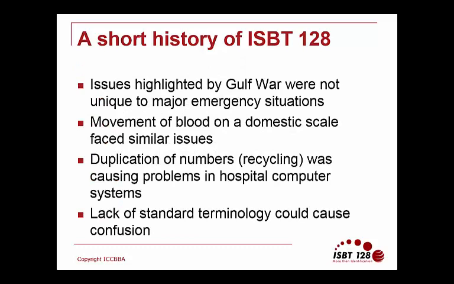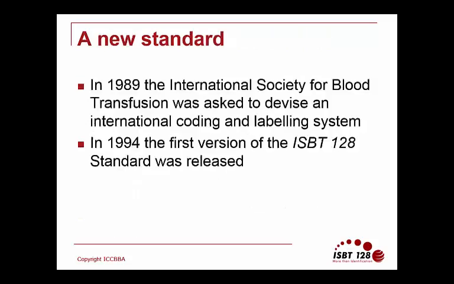The issues highlighted by the Gulf War experience were not unique to major emergency situations. Movement of blood between blood centers on a domestic scale faced similar difficulties in many countries. Duplication of donation numbers in particular was a common problem, and lack of standard terminology could cause confusion. To address these concerns, the International Society of Blood Transfusion was asked to develop an international system for coding and labeling. Thus, ISBT 128 was developed and first published in 1994.